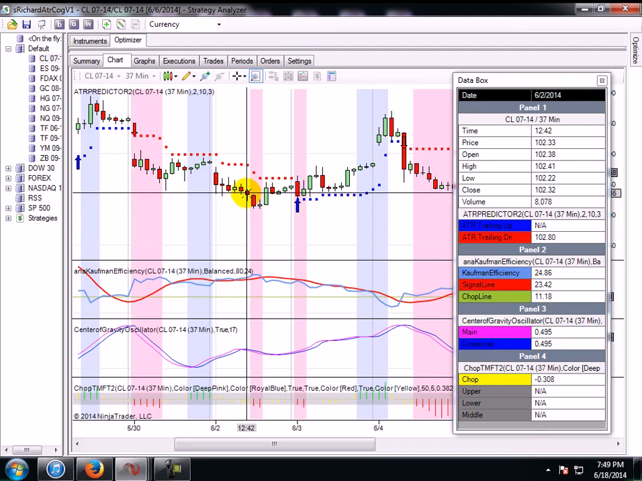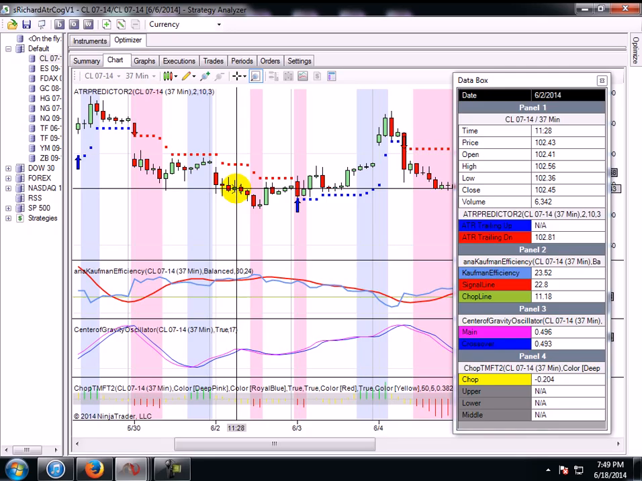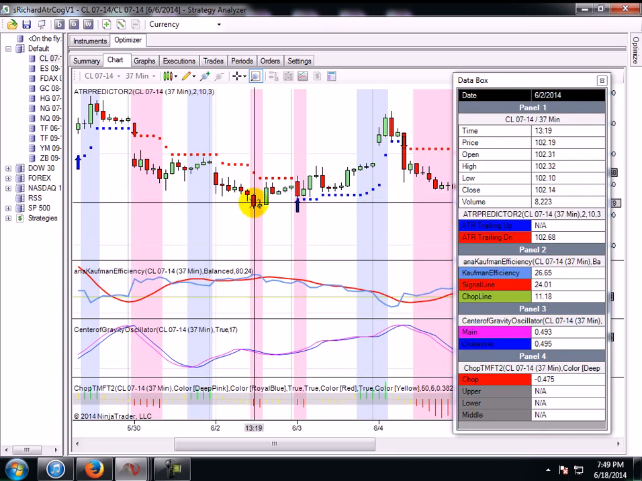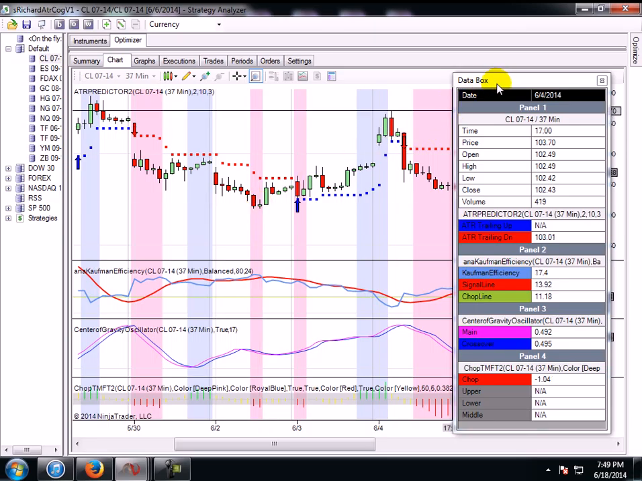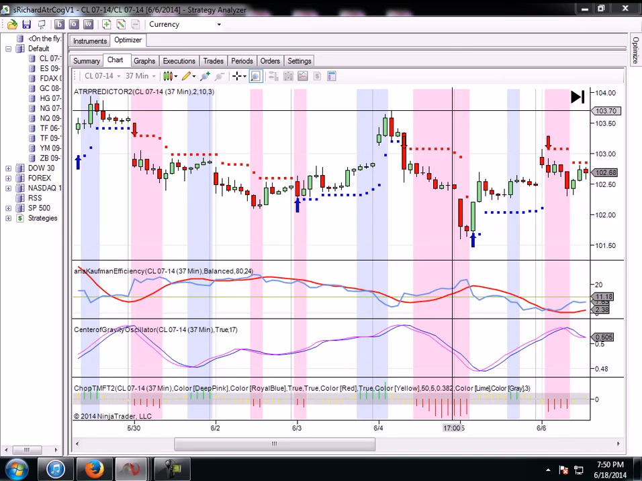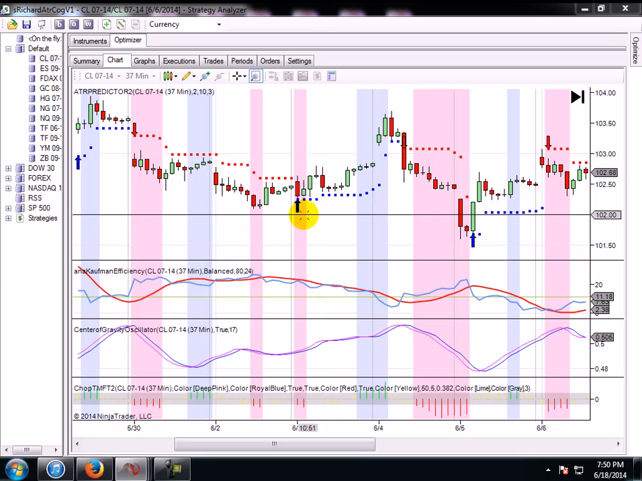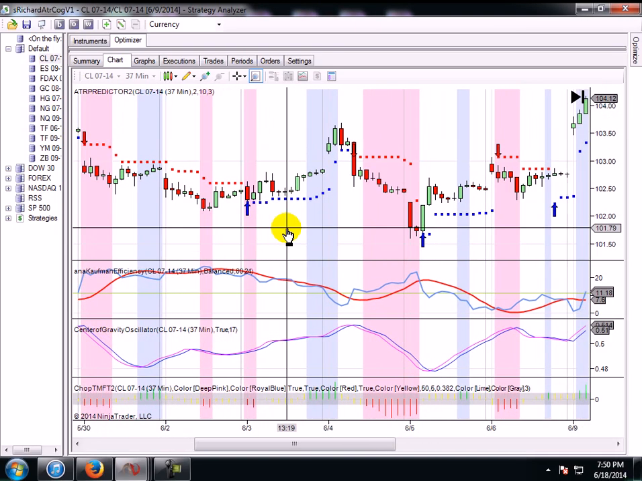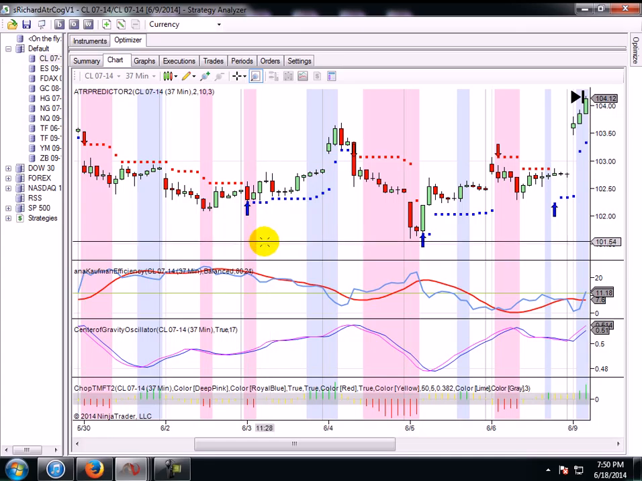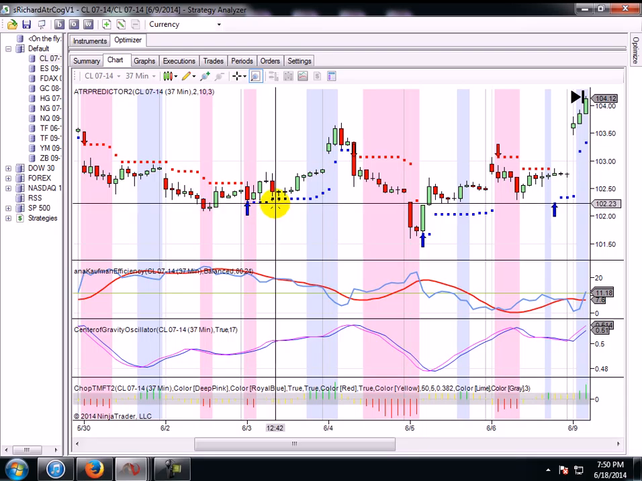Nonetheless, I don't want to get too hung up on this, but there should have been a short trade beginning on one of these two bars here and going for 3 to 4 bars. So there's an instance of where it did not occur. Moving forward, we're getting a long signal here. We get the long back over here.